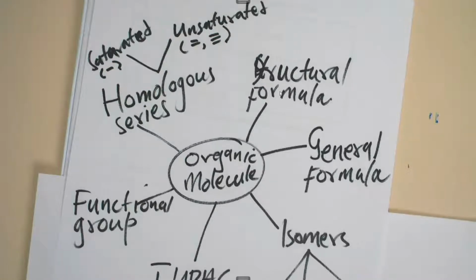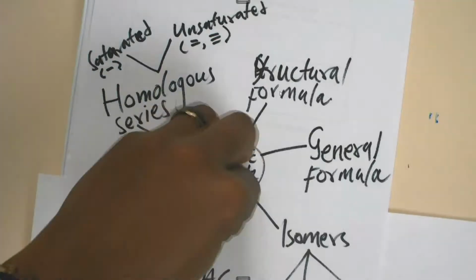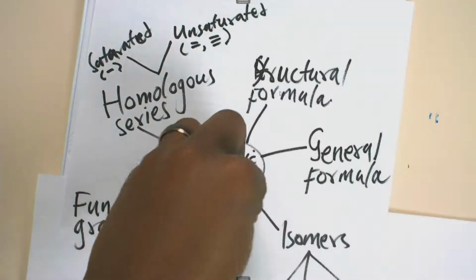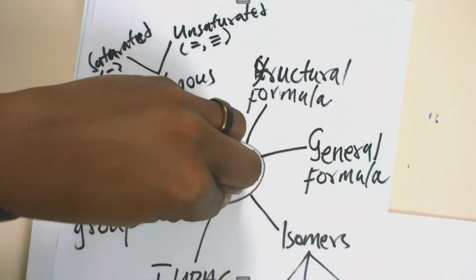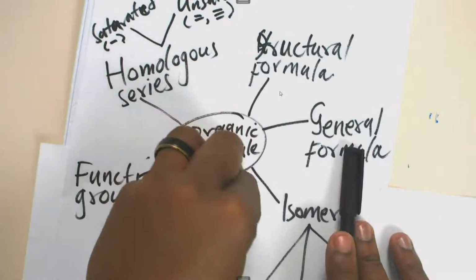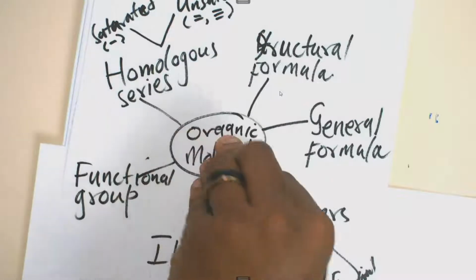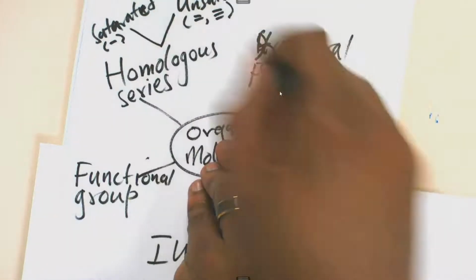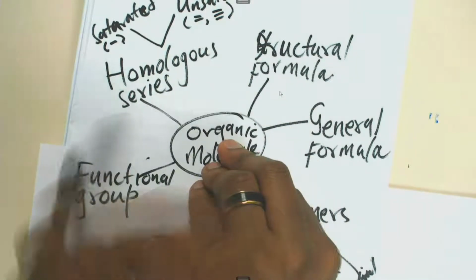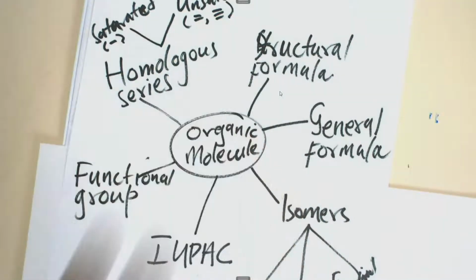So when I look at single bonds, let me say I'm putting single bonds here, can I give the names of single bonds in terms of the IUPAC? Can I write the general formula? Does it have isomers? Can I give the structural formula? Is it saturated or unsaturated? Do I know how to draw the functional group on its own?